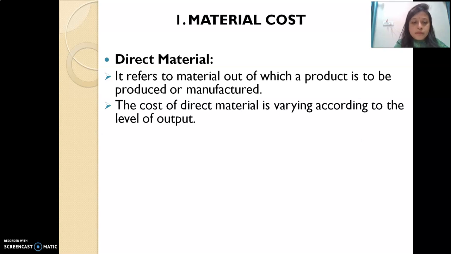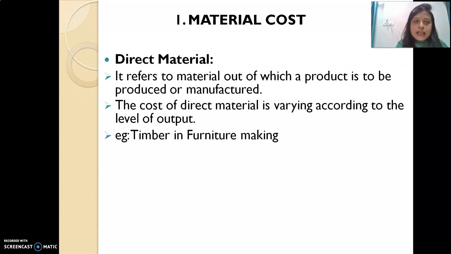Direct materials. It refers to material out of which a product is to be produced or manufactured. The cost of direct material varies according to the level of output. So direct materials are those materials which can be easily identified from the product. Example, timber in furniture making. If you see a piece of furniture, you can make out that it is made up of timber. So timber is a direct material.